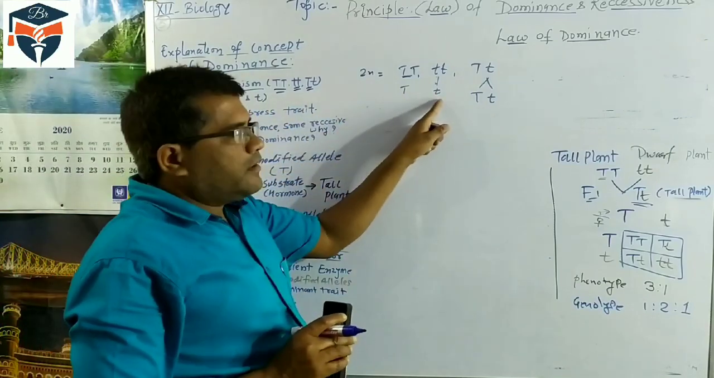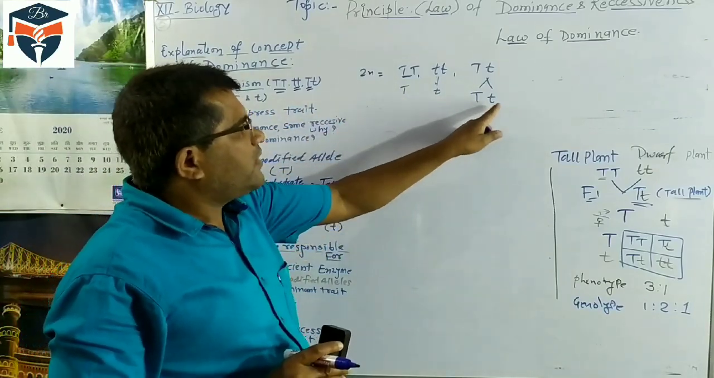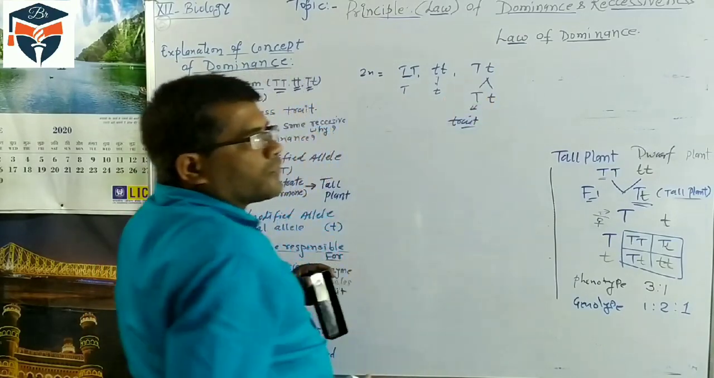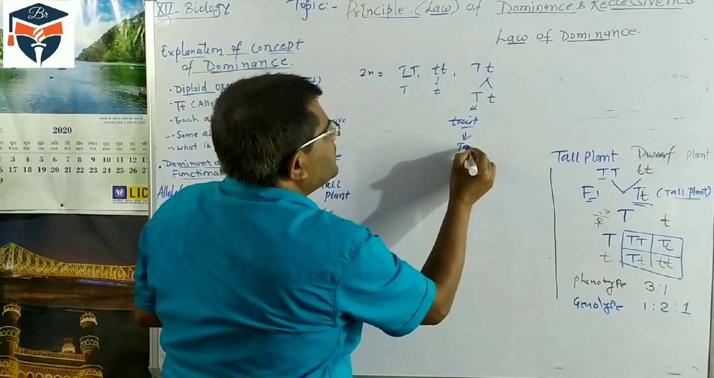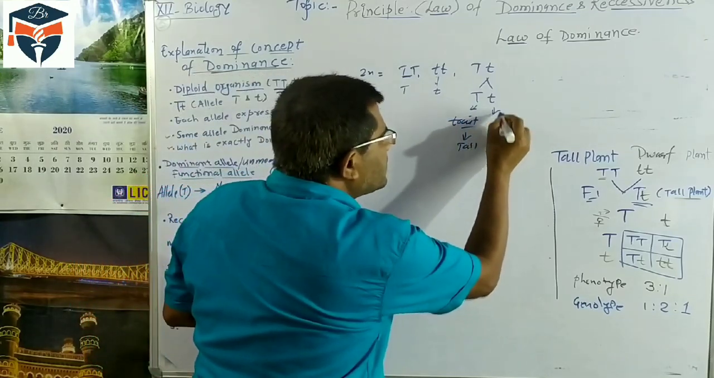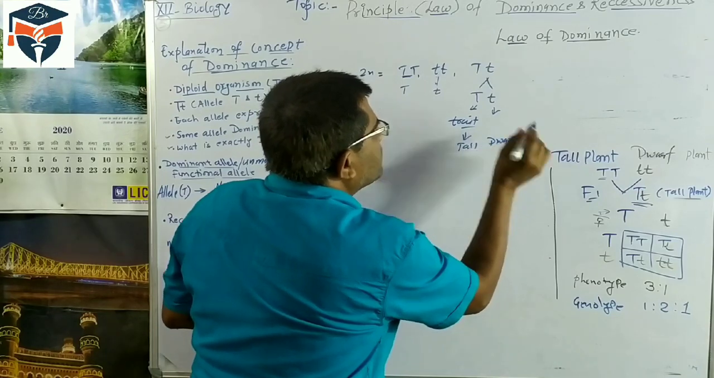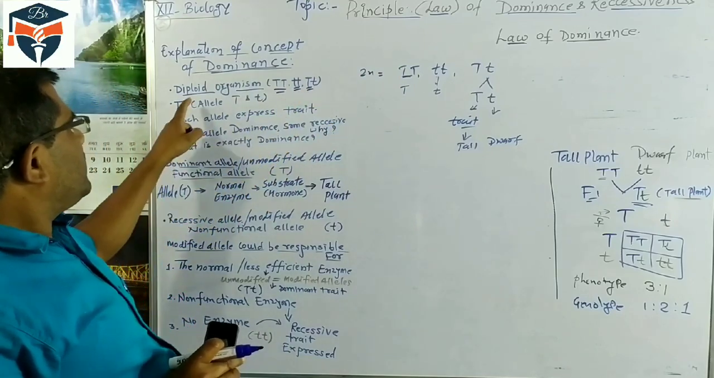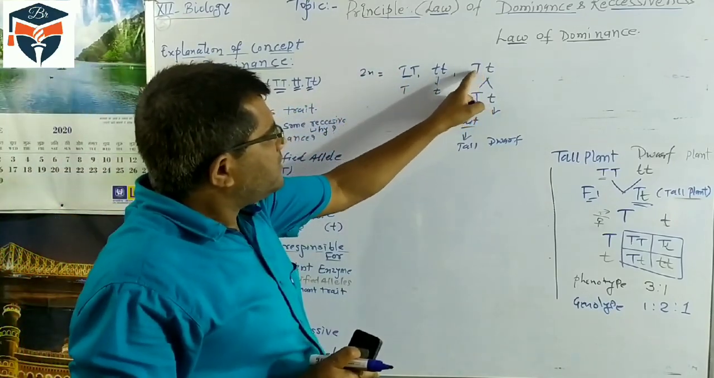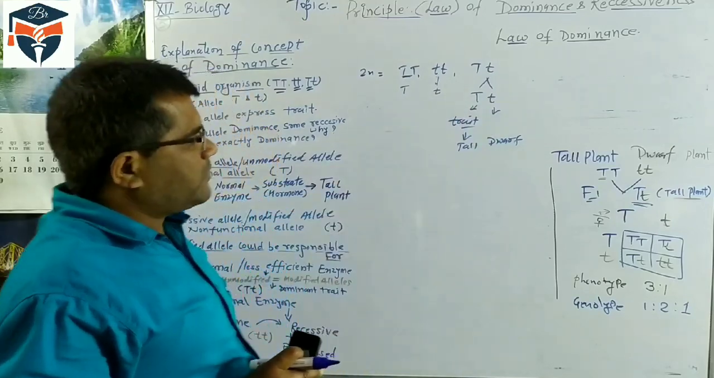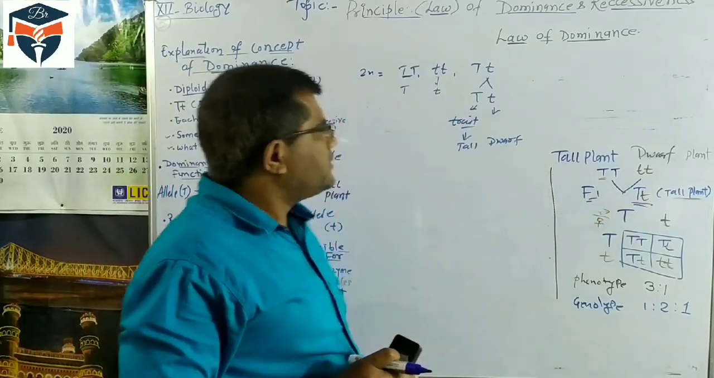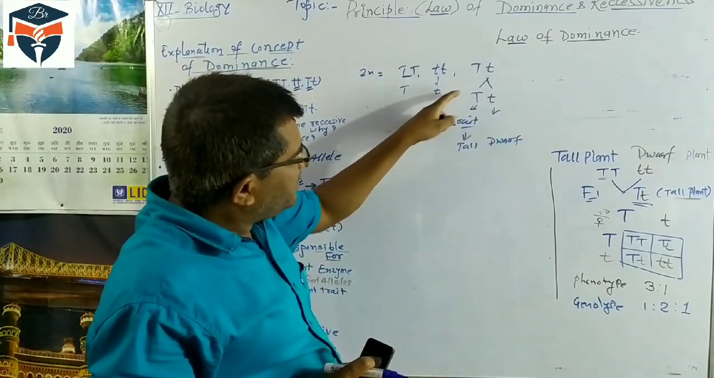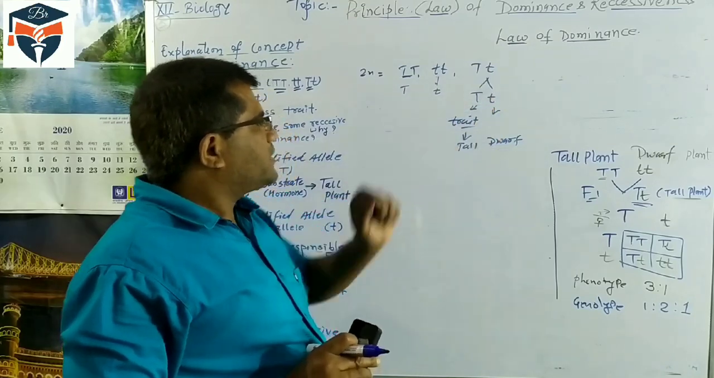So each allele, whichever it is, expresses its own trait. Capital T expresses tallness, and small t expresses dwarfness. Third, the heterozygous organism has capital T and small t. In this example, capital T expresses the tallness and small t expresses the dwarfness.